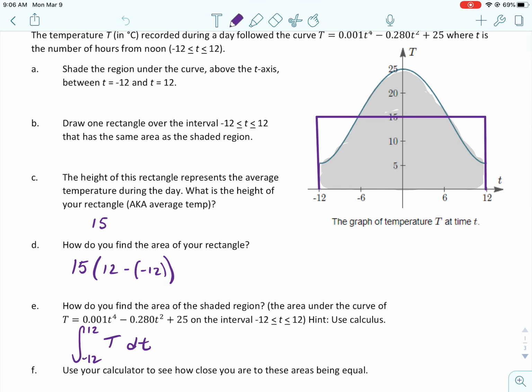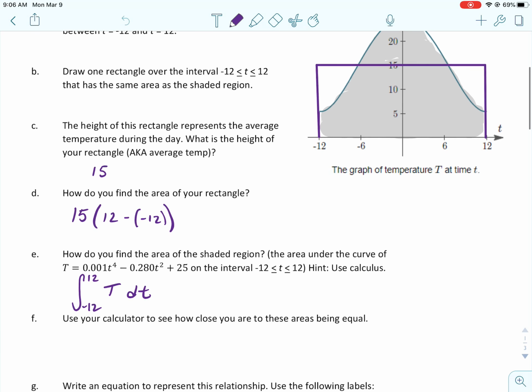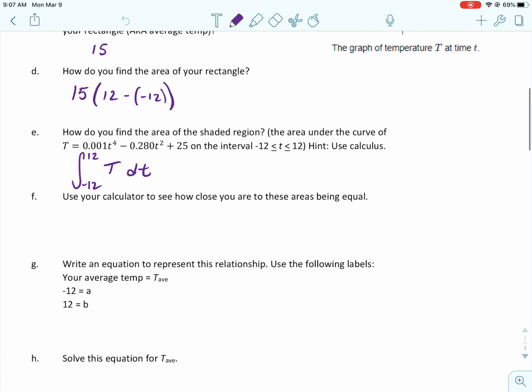Okay, so I think I saw everybody get a rectangle. That was close. And then when I did D, where I'm finding the area of the rectangle, I just did 15, and I multiplied that by 12 minus negative 12. If you did 24, you don't have to change it. It just kind of made it easier for me to move on to the next steps of the problem.